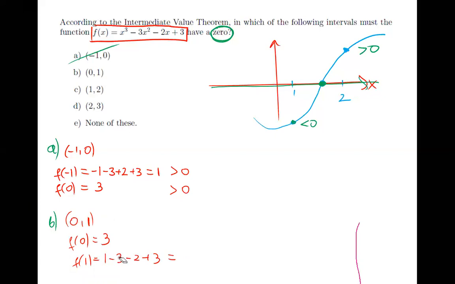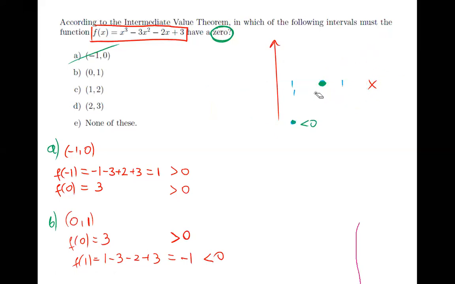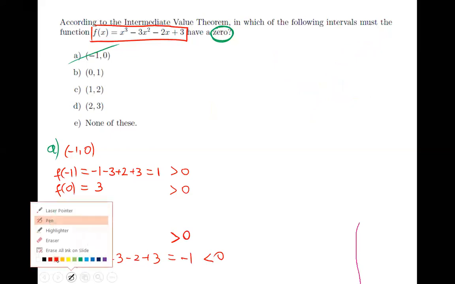Let me check. 1, negative, negative. Okay, works. That means this is a positive number. This is negative. Okay, let me draw it. I know that I draw multiple graphs, but you can pause the video and get the graphs back.